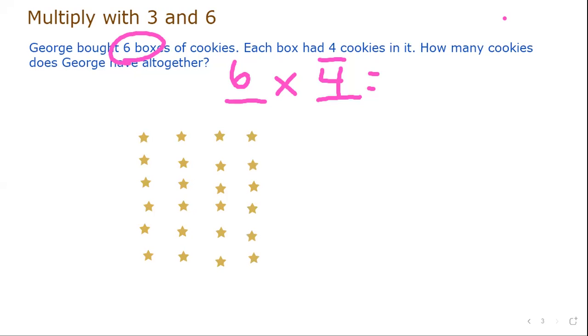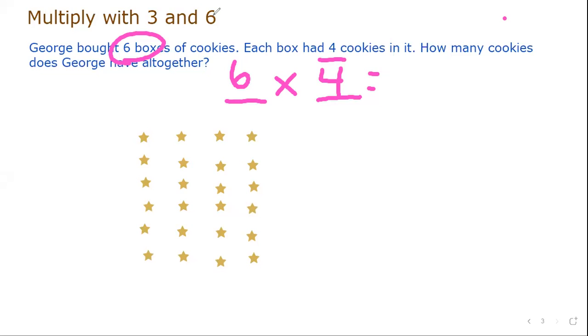Your array should look something similar to mine. I just use stars because that's easiest on this program to do for my counters. You could use dots, circles, whatever. But the important thing is that we have 6 rows. 1, 2, 3, 4, 5, 6. And I have 4 in each row. 1, 2, 3, 4. Now, I could easily just go and count 1, 2, 3, 4, 5, 6, 7, 8, 9, 10, and so on. So I counted all of the stars. But I'm not going to do that this time.